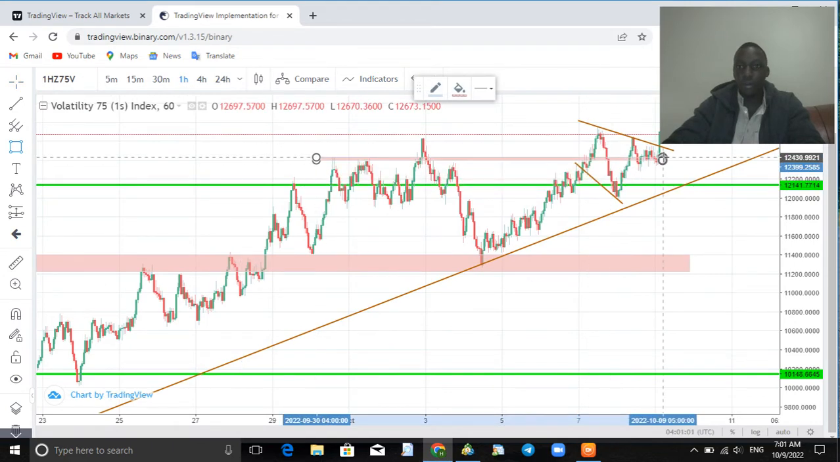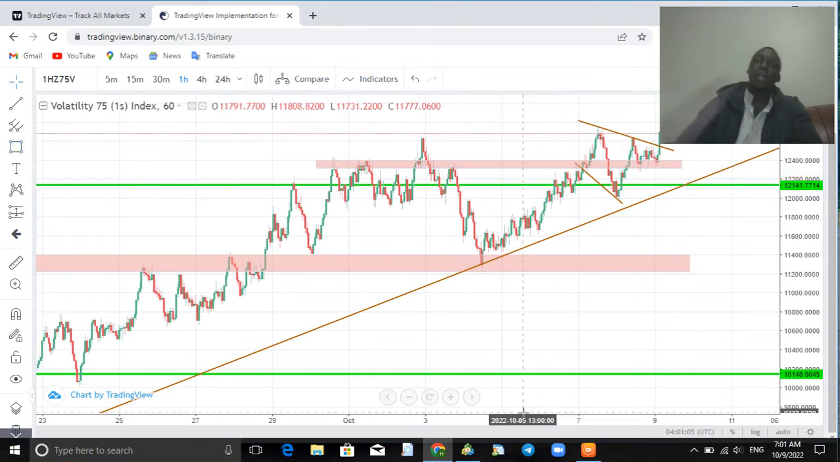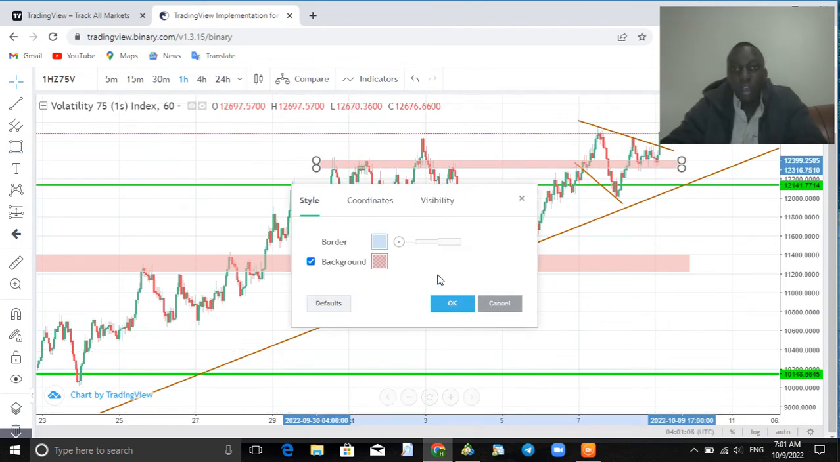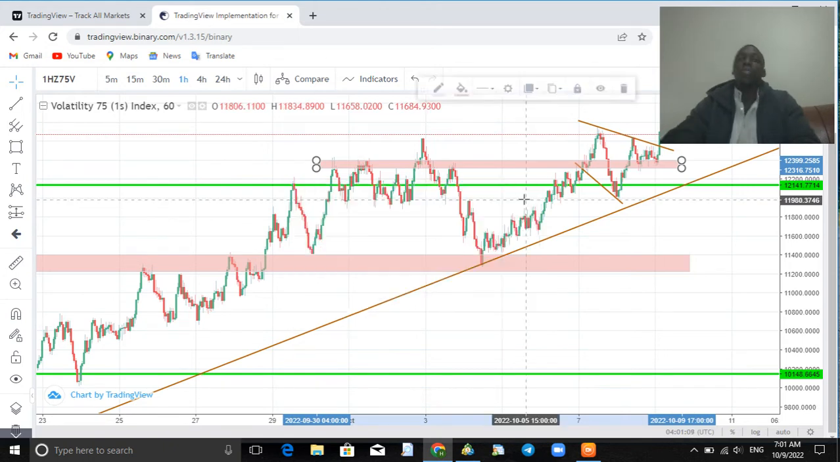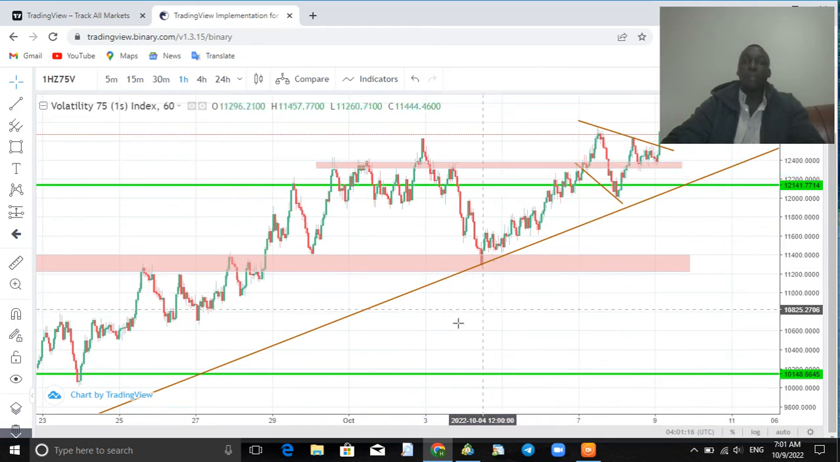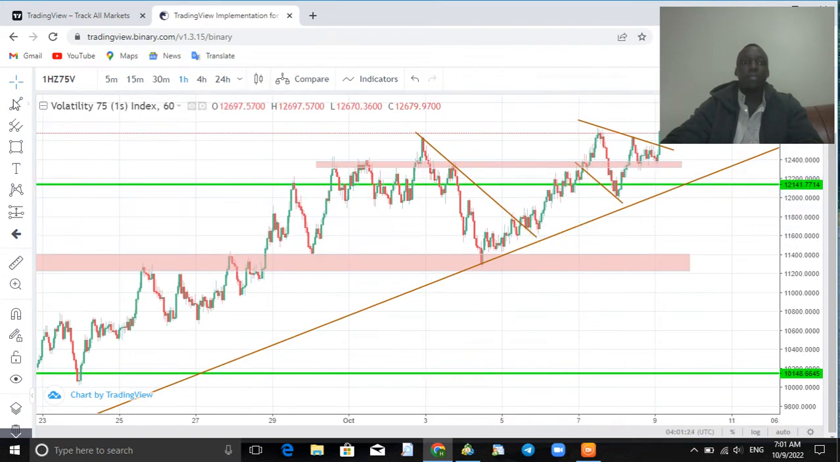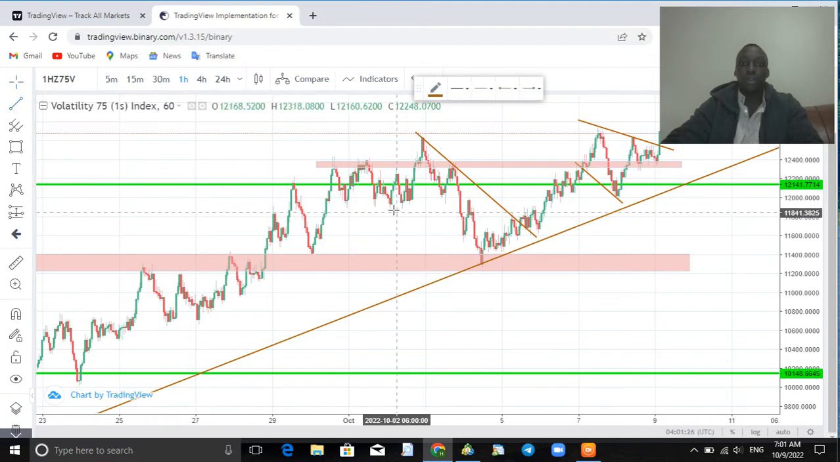Why are we considering this support level? Because we can see whenever the prices come to this support level, we experience a lot of rejection. So now this particular level is considered. You can see that we also had a nice falling wedge here, which also pushed the price to the upside.